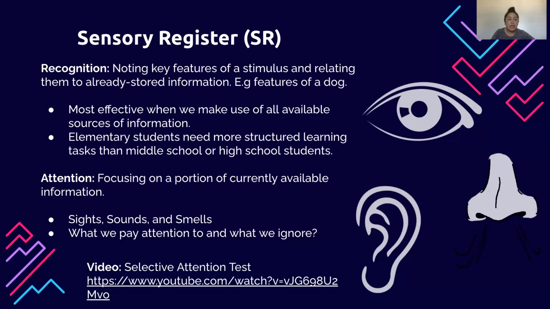And then the second one is attention. That's focusing on a portion of currently available information. In other words, we choose what we will see or hear by using our prior knowledge and experiences to anticipate the nature of incoming information. So pretty much we decide for ourselves what things we would like to focus on, what to remember, and what to forget. And then I also just have a little video there from YouTube. It's a nice quick video, but it focuses on our selective attention. So feel free to watch that.